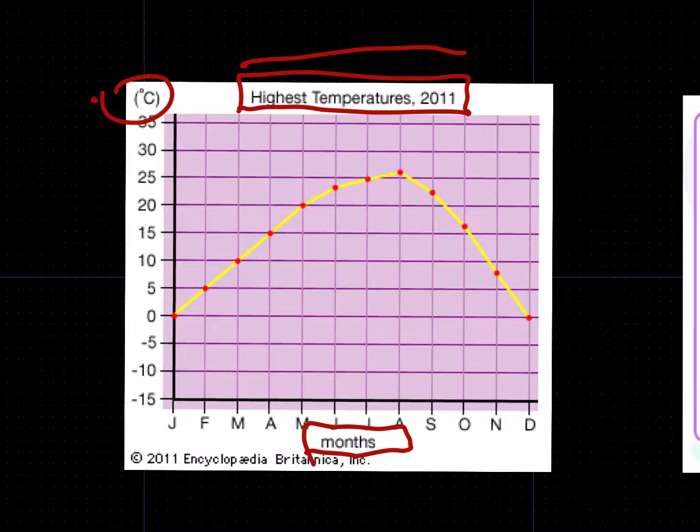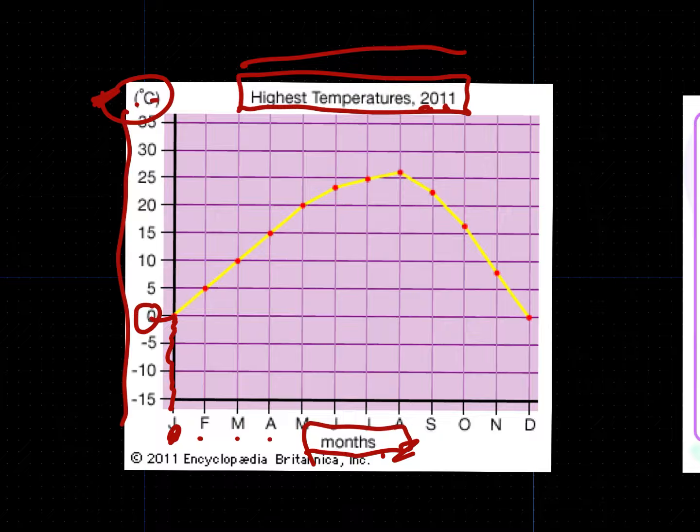On each axis title, it shows us what each axis is measuring. So down here it says the months. So it's going to be January, February, March, April, etc. Over here it says degrees Celsius. So this side is actually telling us what the temperature is. So this is telling us in 2011, in January, the highest temperature was 0 degrees Celsius. In October of 2011, the highest temperature was about 16 degrees Celsius.